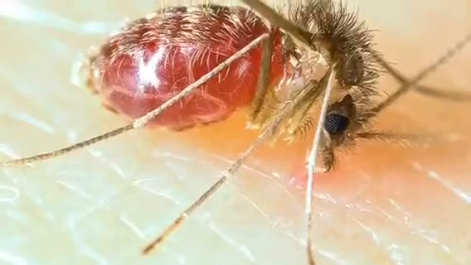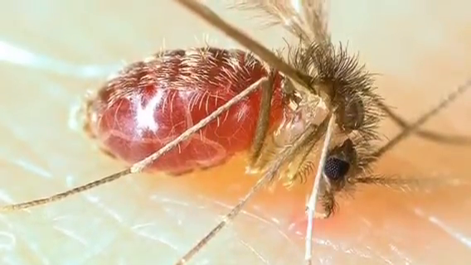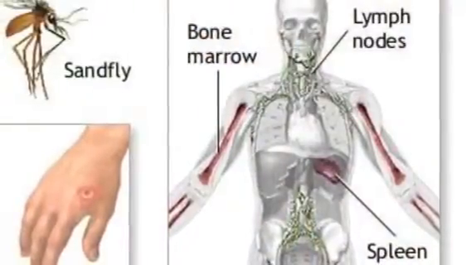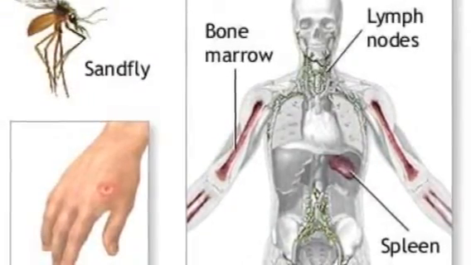The vector of this parasitic disease is the female sandfly. It becomes infected with Leishmania while taking blood meals from wild and domestic animal reservoir hosts, especially jackals and dogs. It then carries the harmful pathogen to its next victim, the human body.